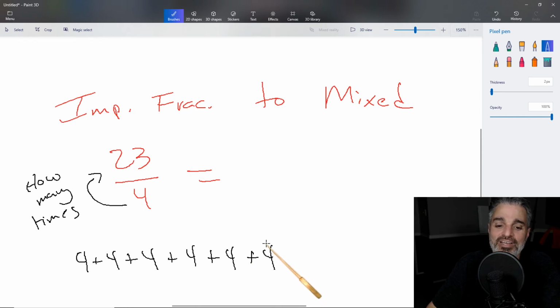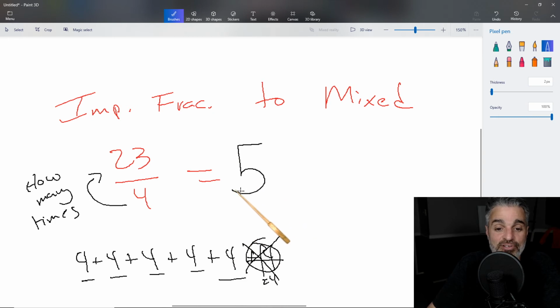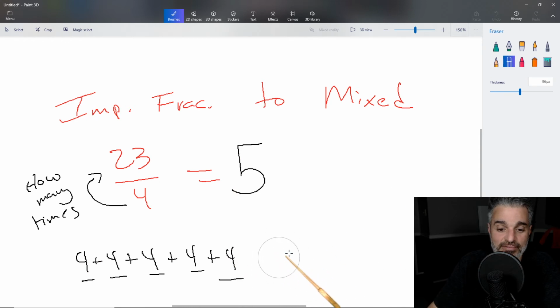Plus 4, if I add this other plus 4, it goes to 24. And I can't be over 23, so this one doesn't go. So how many times could I fit 4 inside 23? 1, 2, 3, 4, 5. That 5 is going to be my whole number. And so, once I have that 5, I say, well, this equals 20.